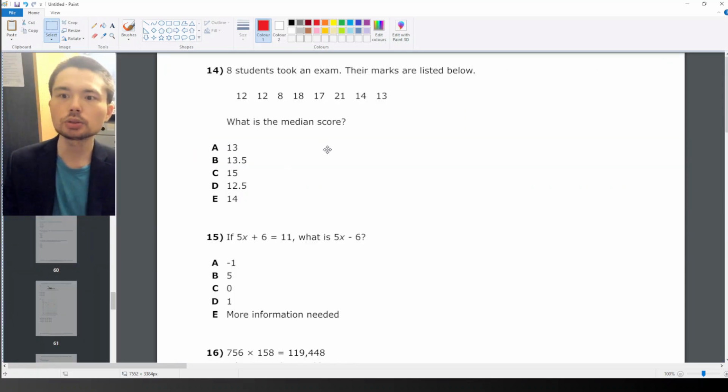Question 14. 8 students took an exam. Their marks are listed below. What is the median score? Pause the video now. You have 5 seconds if you want to have a go before I continue.